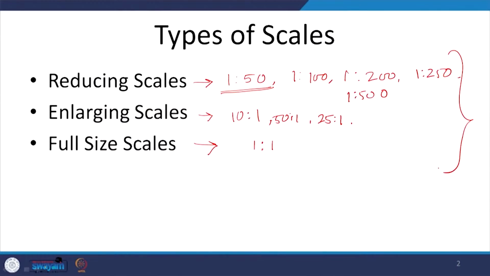Now, these different types of scales could be represented on a sheet in various ways. That is what we are going to learn in this lecture. So, whenever you are drawing, writing, mentioning the scale or drawing a scale is mandatory. We have to draw the scale and it could be done in multiple ways. The first one, which is very simple and which is often used, is called the engineer's scale.